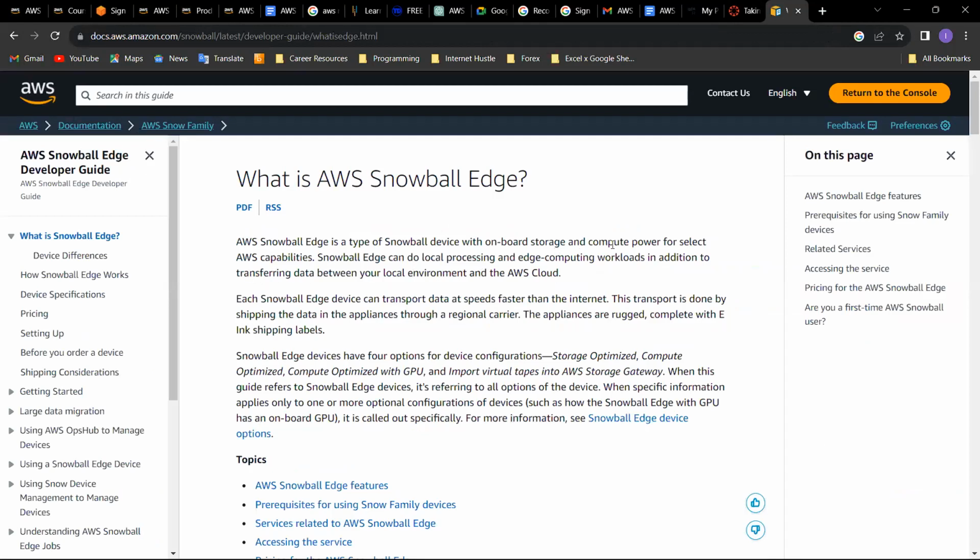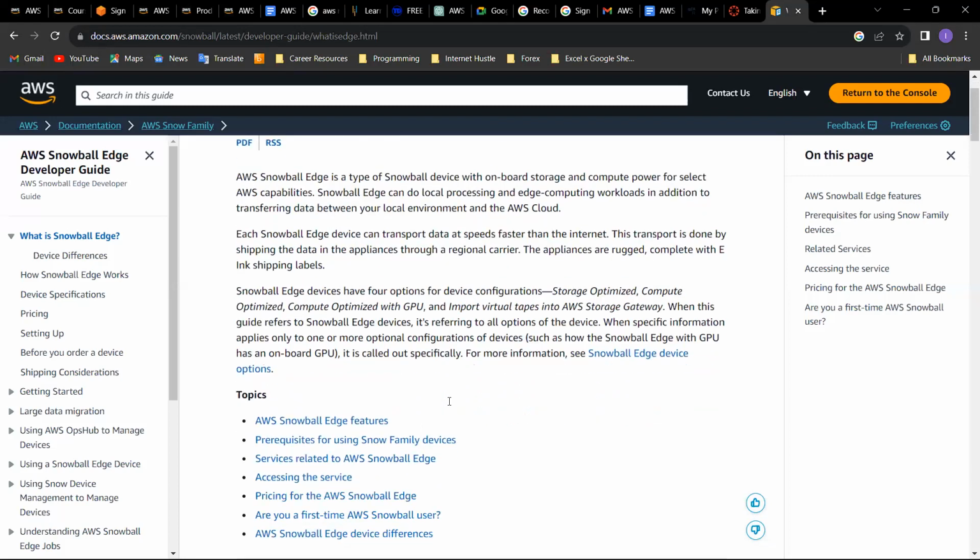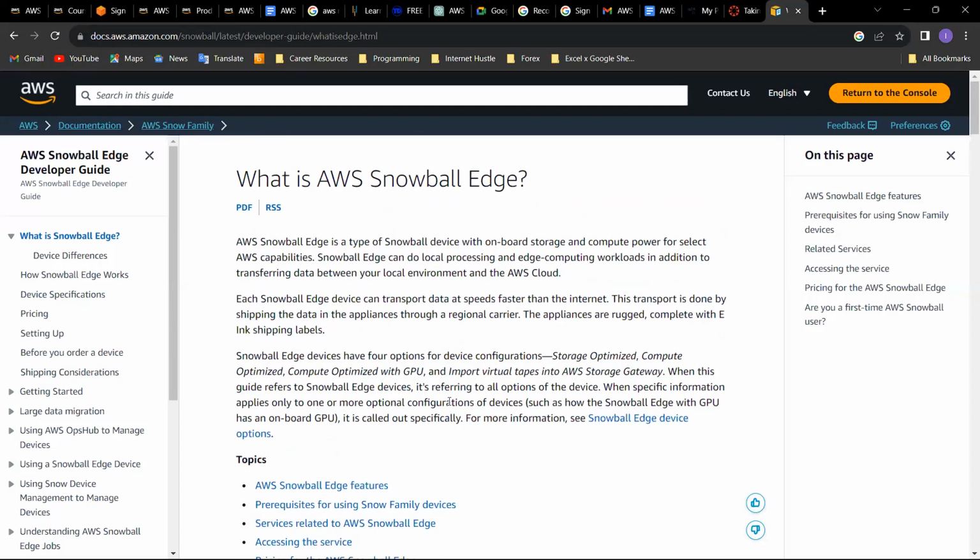Snowball Edge has select capability, it can do local processing and edge computing workloads in addition to transferring data between your local environment and the AWS cloud faster than the internet. This transport is done by shipping the data in the appliances through a regional carrier. The appliances are rugged, complete with E Ink shipping labels. So you send it back to them, and they copy it straight.